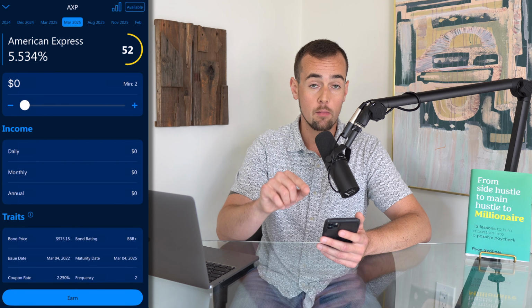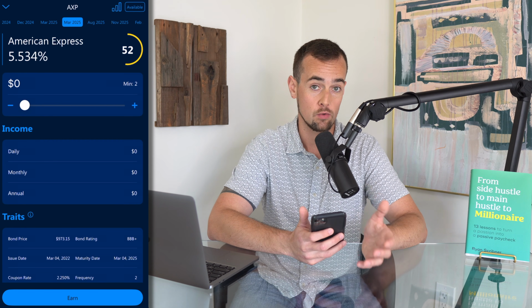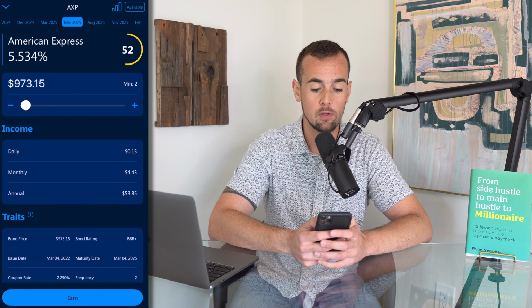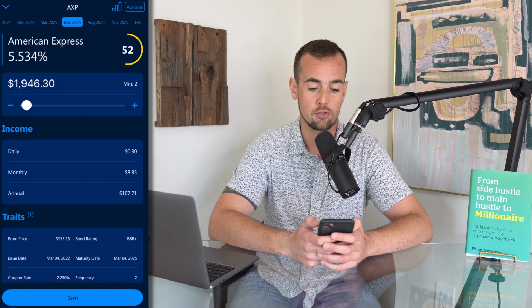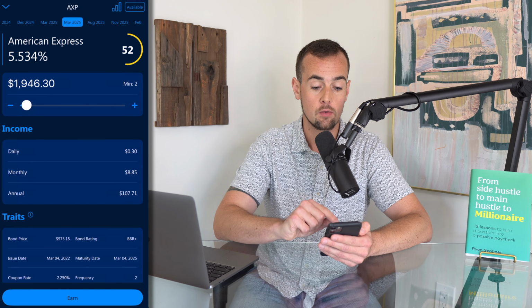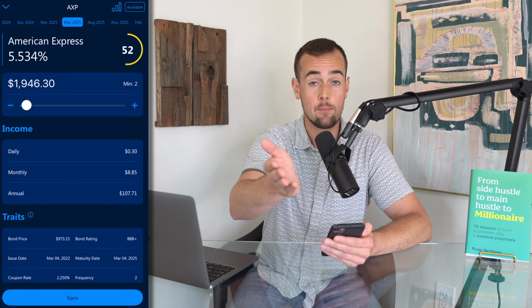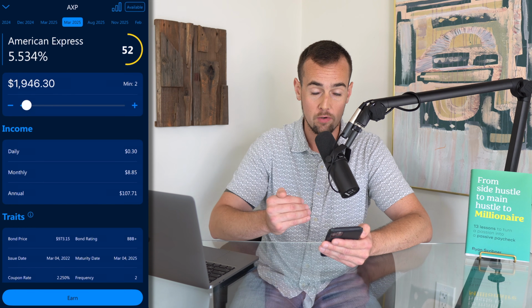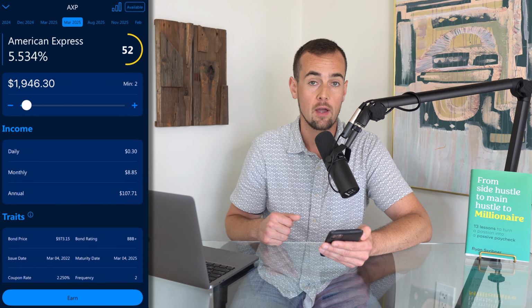Now, you have a minimum quantity of 2 to invest in most of these corporate bonds. So if we click on the plus icon here, we can toggle the purchase quantity. And if we set that to 2, that would be a cost of $1,946.30. But keep in mind, upon that bond maturity, you would get paid back that full $2,000.